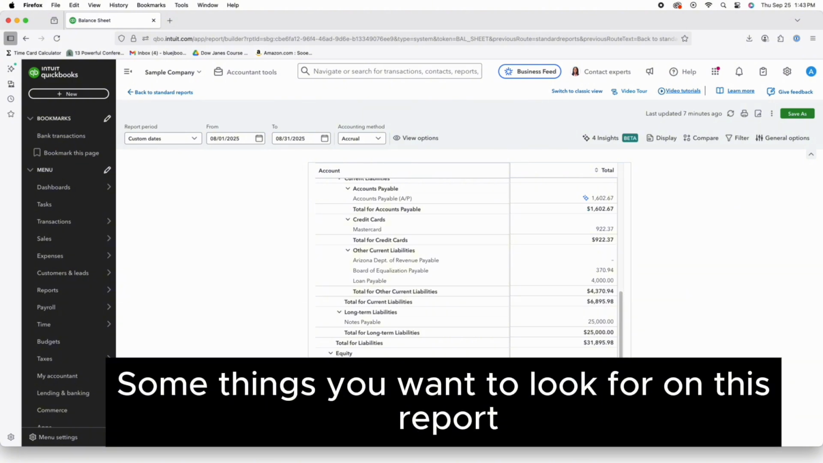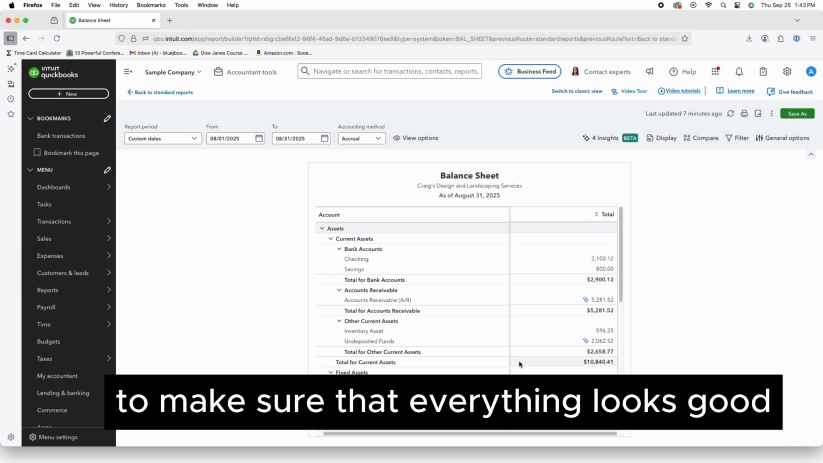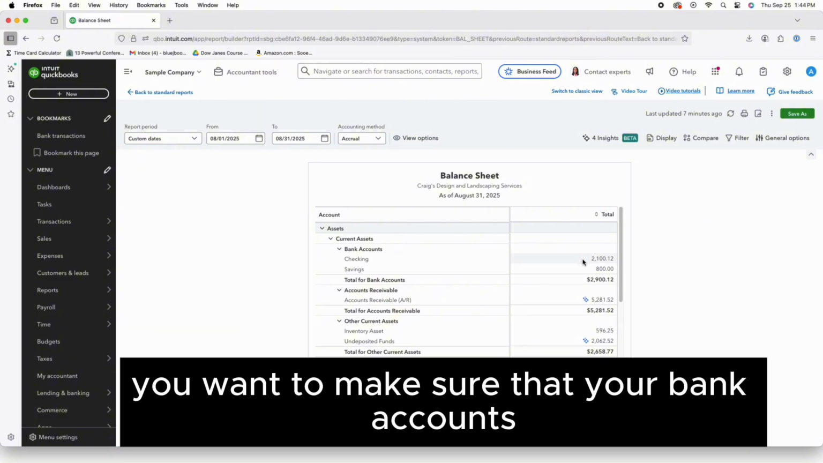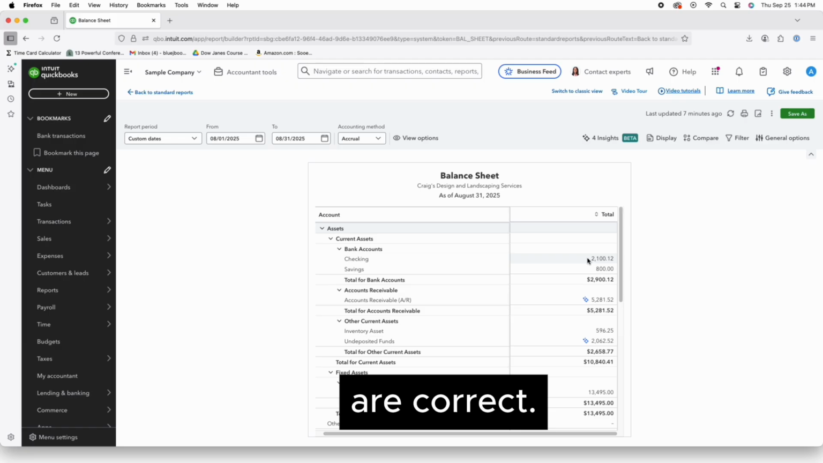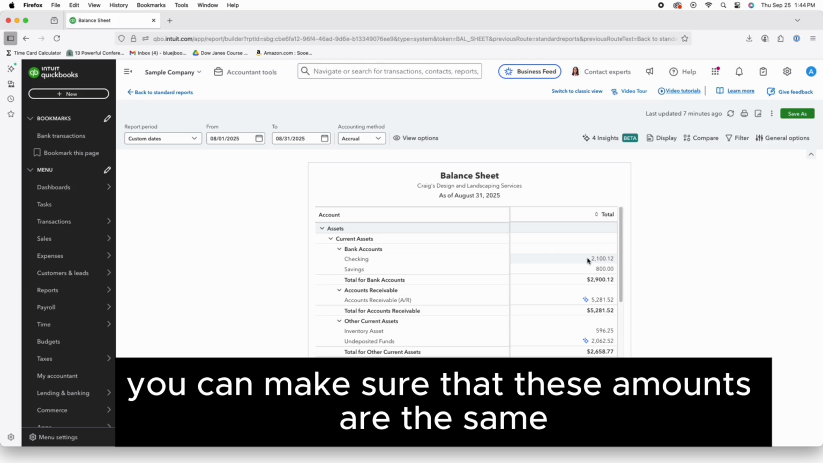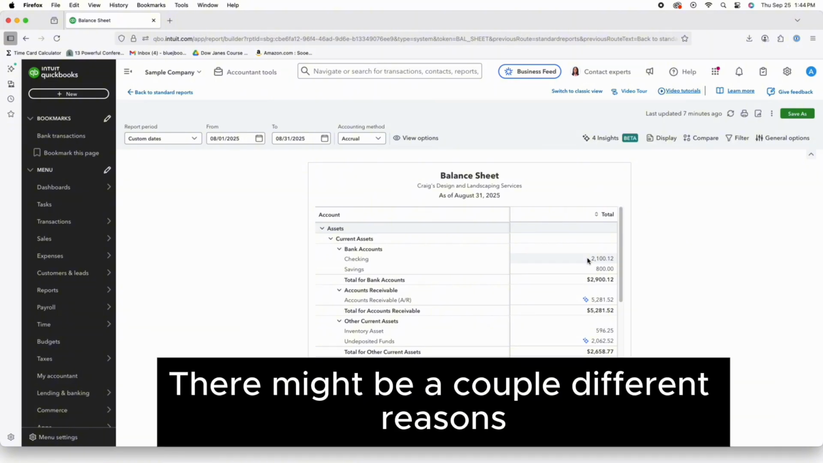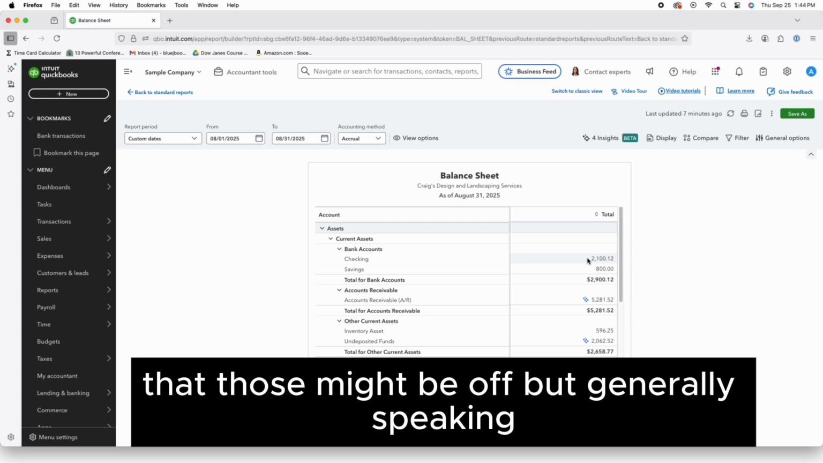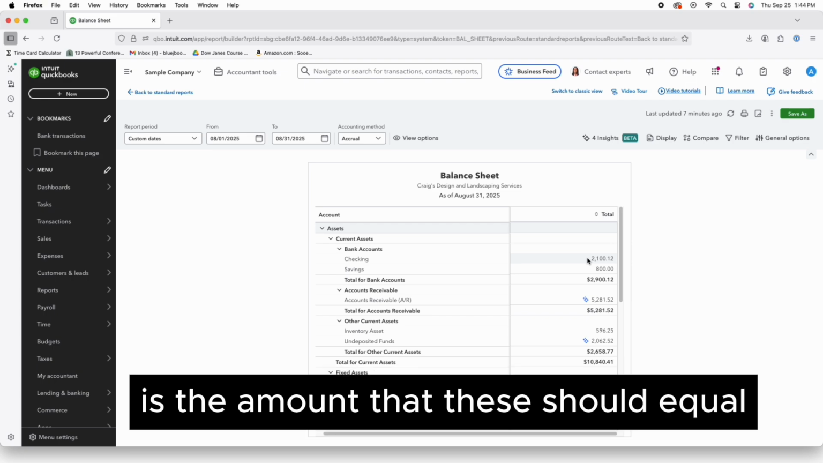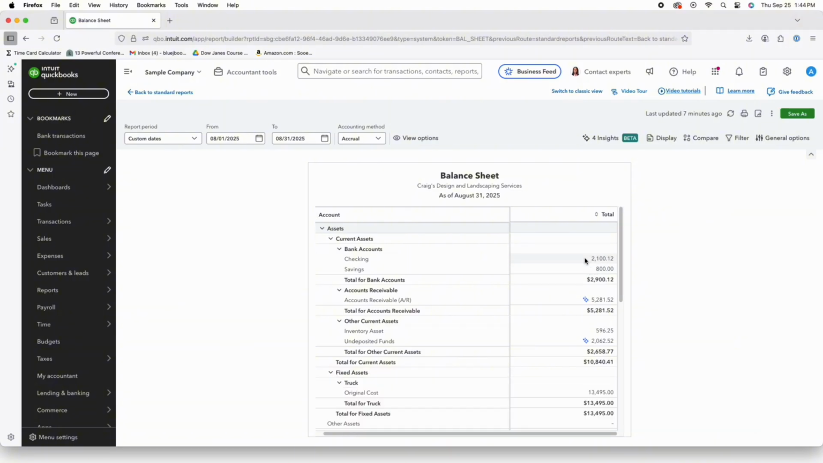Some things you want to look for on this report to make sure that everything looks good and you can see the health of your business. You want to make sure that your bank accounts are correct. The way that you're doing that is through your reconciliation. You can make sure that these amounts are the same as that number. There might be a couple different reasons that those might be off, but generally speaking, where you reconcile is the amount that these should equal.